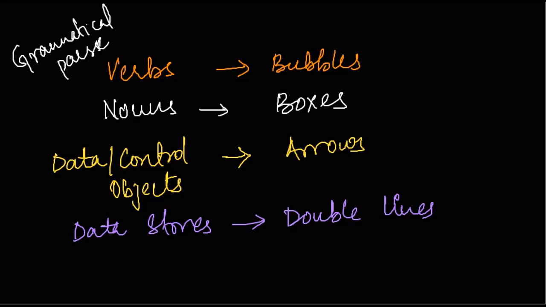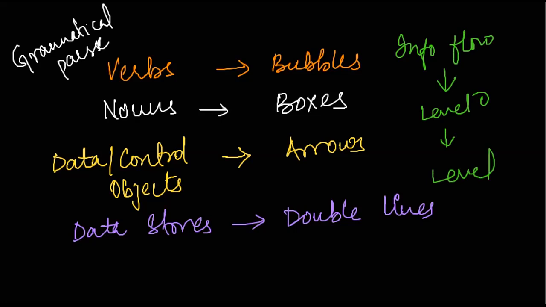Now, after you have identified all the verbs converted into bubbles, nouns into boxes, data objects into arrows, and data stores into double lines, what you need to maintain is the information flow from level 0 to level 1. If data is entering a specific entity, then that needs to be maintained. We'll come back to the diagram.